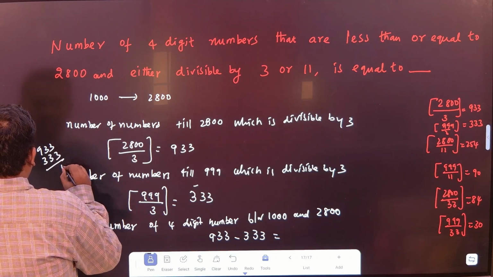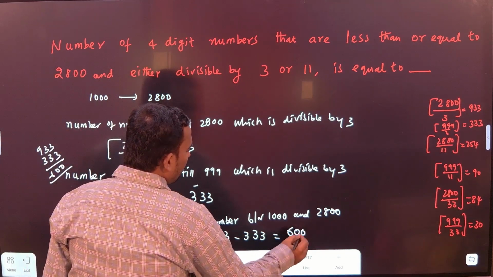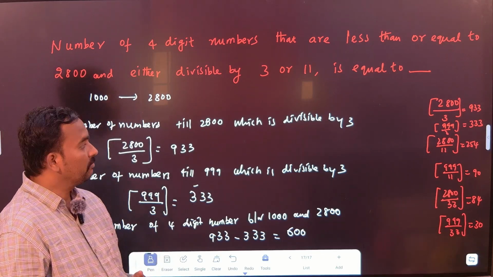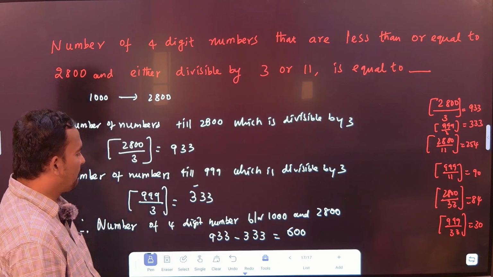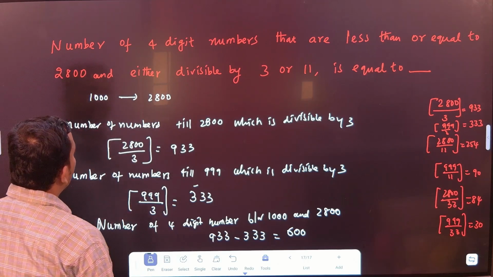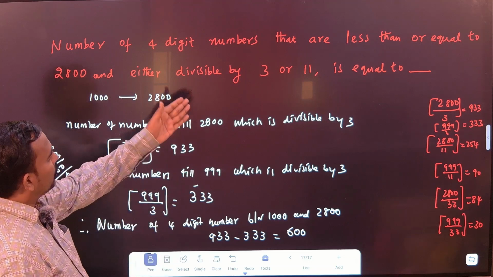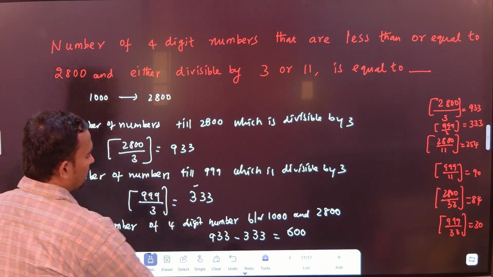333, you can subtract it. 600 numbers are there. It's a 4 digit number which is divisible by 3. Understood? Fine. So next, the number of numbers till 2800 which are divisible by 11, you have to calculate.